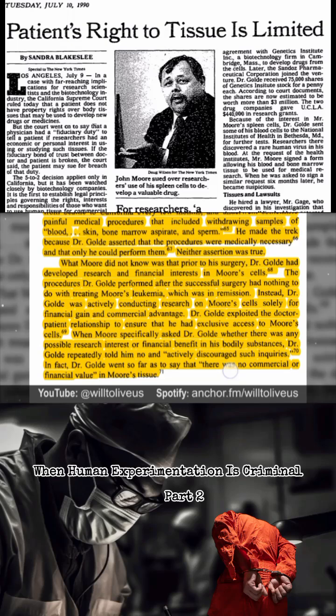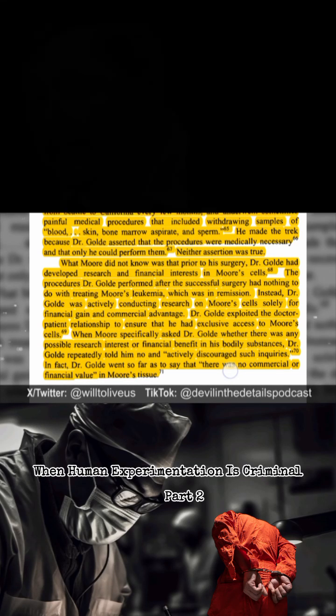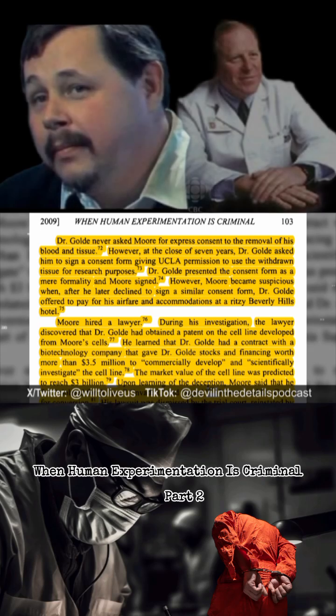When Moore specifically asked Dr. Gold whether there was any possible research interest or financial benefit in his bodily substances, Dr. Gold repeatedly told him no and actively discouraged any such inquiries. In fact, Dr. Gold went so far as to say that there was no commercial or financial value in Moore's tissues.